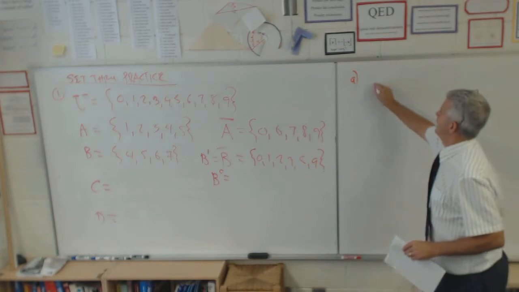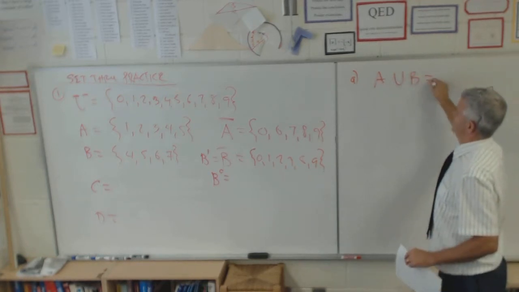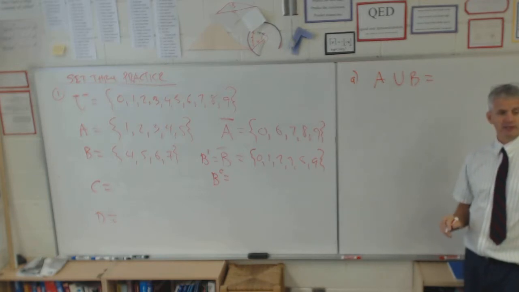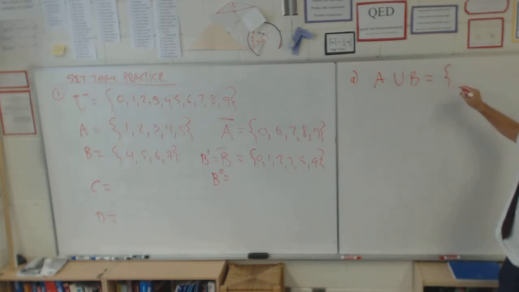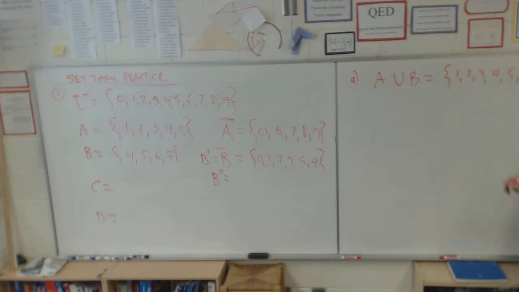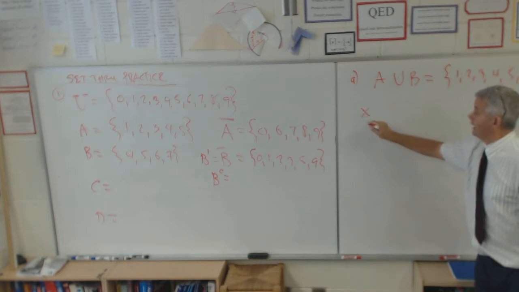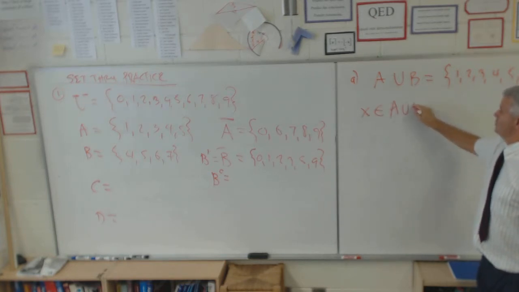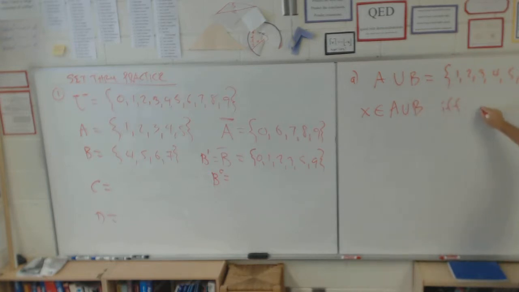Part A. They want A union B. Do you happen to know what that is? What A union B is? Does anyone know what A union B is, Joe? It's all the numbers in A and B combined. So, what would it be? 1, 2, 3, 4, 5, 6, 7. Okay? An element X is an element of A union B if and only if X is an element of A or X is an element of B.